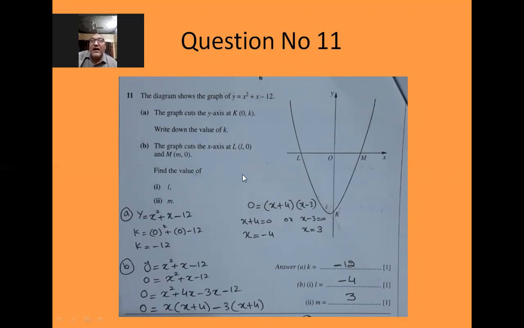Then the graph cuts the x-axis at the point L, which is (l, 0), and M, which is (m, 0). So I will take the equation of that graph, that is y equals x squared plus x minus 12. So in the place of y, I will put 0. So we will have 0 equals x squared plus x minus 12, which we can write as x squared plus 4x minus 3x minus 12.